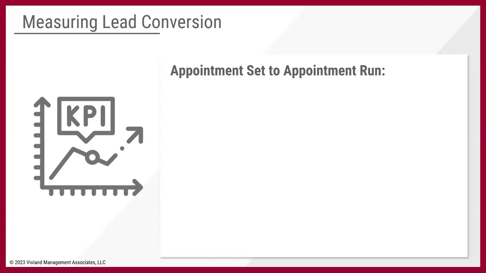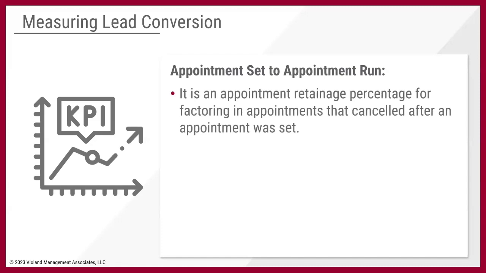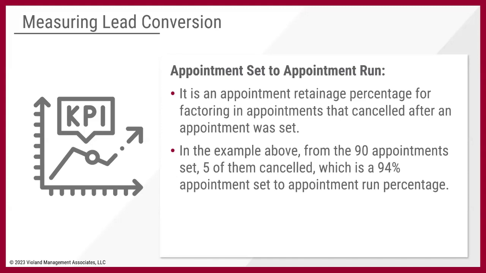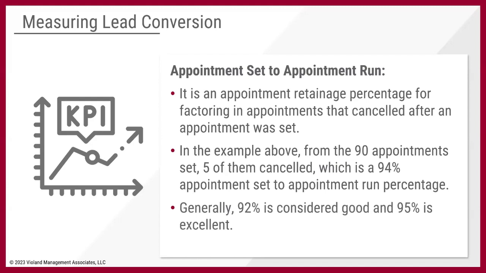So the second conversion point, the second bus stop, was appointment set to run. So this is like factoring in for cancellations. It's like an inverse cancellation rate, measuring retainage of appointments that they did not cancel. So what should it be? Well, I like 94% or more. I like, yeah, 95 was great. Anywhere in the 90s, you're doing pretty good.